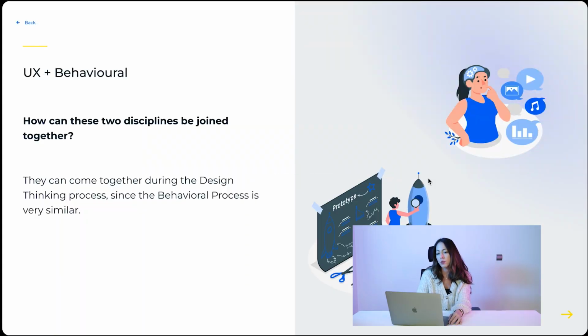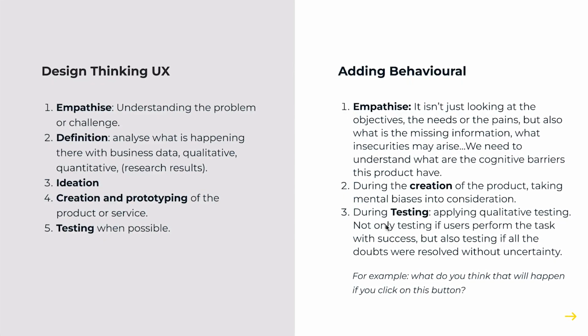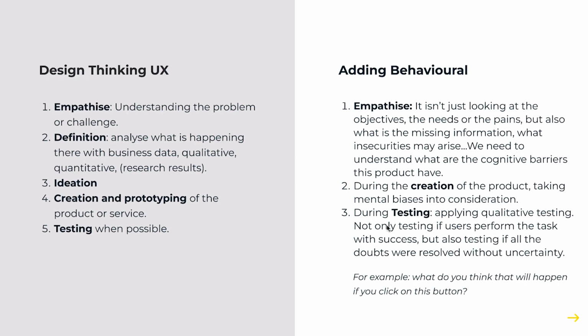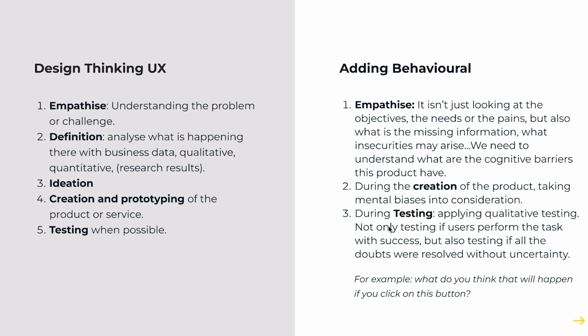How can these two be joined together, UX and behavioral design? They can come together very well in the design process, since the behavioral process is very similar. In design thinking in UX, we have 5 stages: empathize, define, ideate, prototype, and test. If we add behavioral in here, in the first one, empathize, it isn't just looking at the objectives, the needs or pains of the user, but also we need to see what's the missing information in there, what insecurities might arise. We need to understand all of the cognitive barriers.